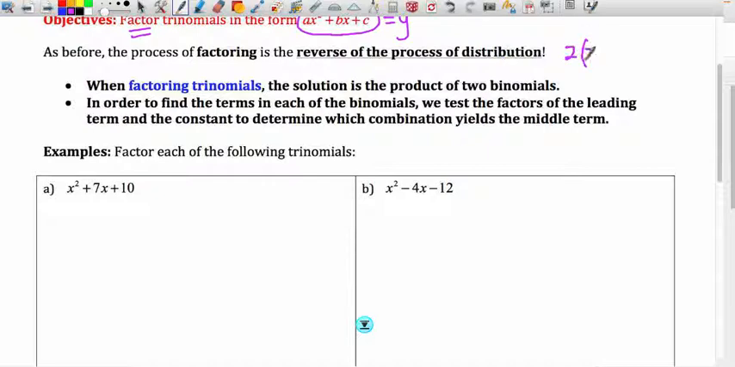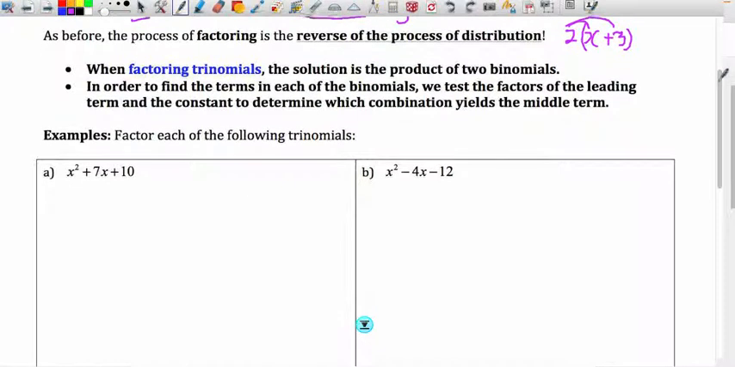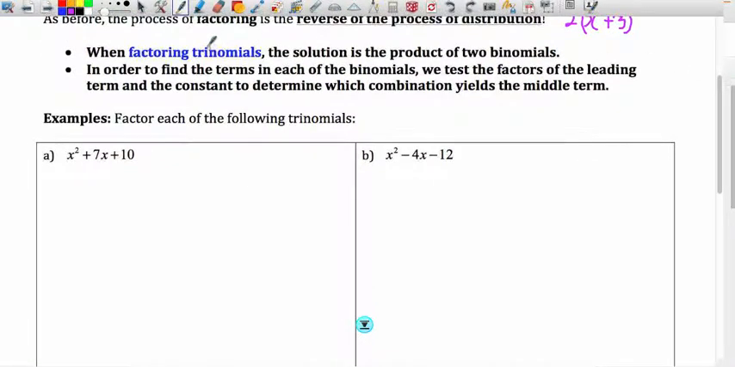Okay, so quick reminder, factoring is the reverse process of distribution, and distribution of course is just multiplication, and so we might have something like 2 times (x plus 3), and distribution would involve doing 2 times the x and 2 times the 3. Factoring reverses that process. We're not going to worry about all of the factoring processes, we're only going to worry about factoring of trinomials.